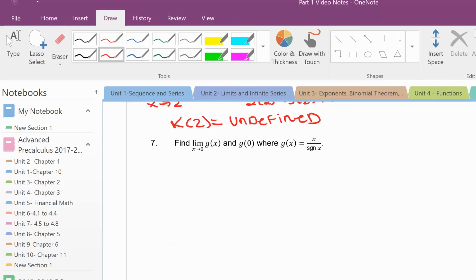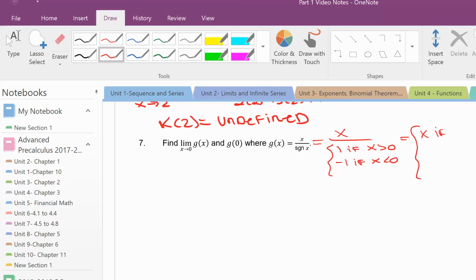So for the next one, this is a piecewise function. Remember the signum function. It's 1 if x is positive. It would be 0 if x is 0, but we can't have 0. So then it's going to be negative 1 if x is negative, which then means if we simplify that and divide, we have x if x is positive. We have negative x if x is negative. So that's our piecewise definition.